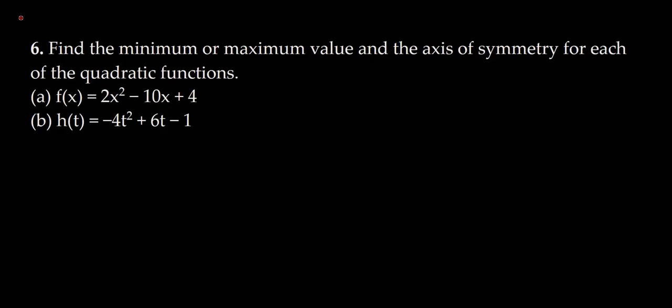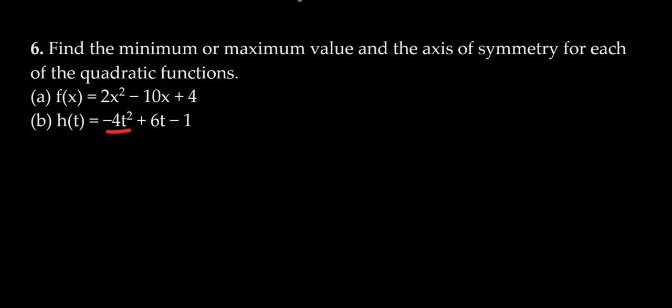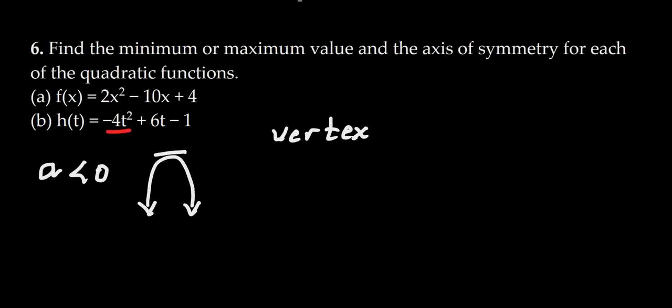Now, to solve the B part of this question, also take note of the leading term, which is this. And the coefficient is -4, which means that a is less than 0. It means that the quadratic function is going to take this form. Therefore, we are having a maximum value. And to find the maximum value, we are going to use the coordinates of the vertex, which is (h, k).